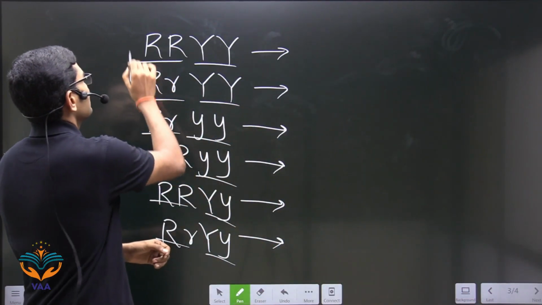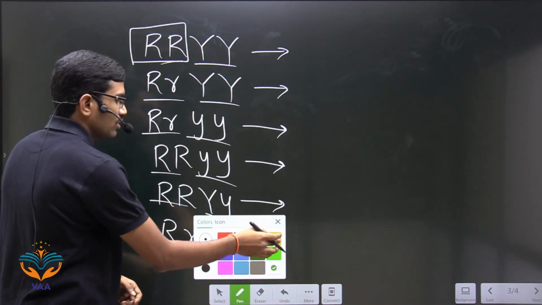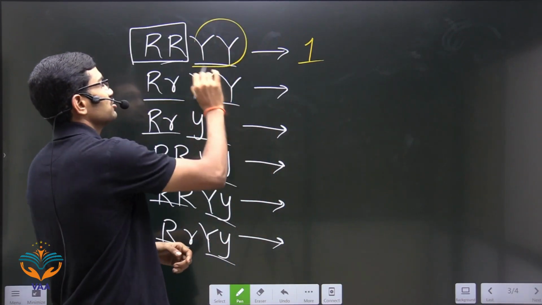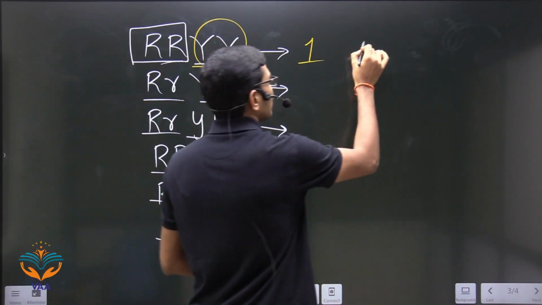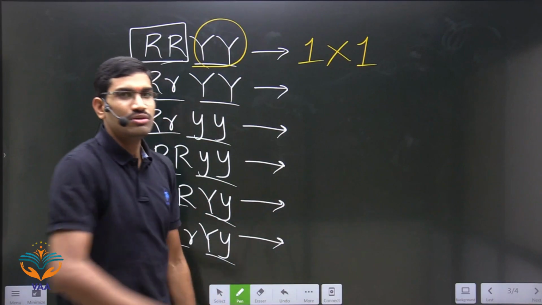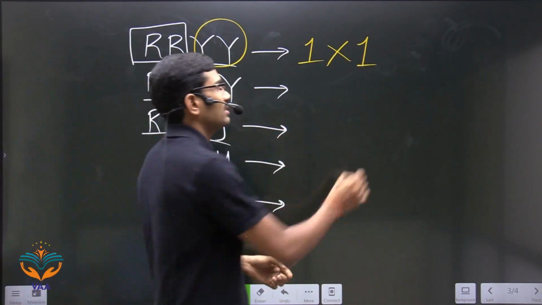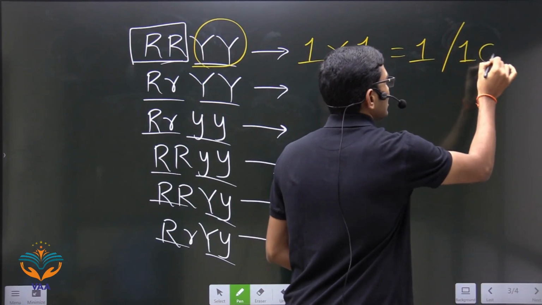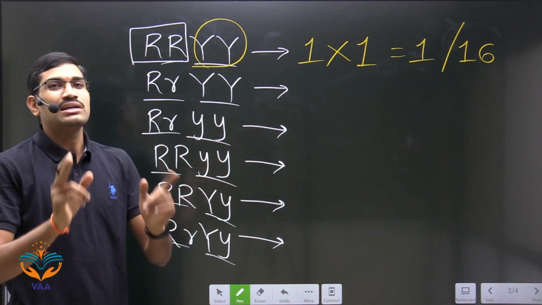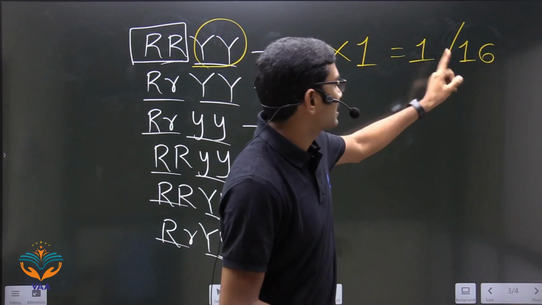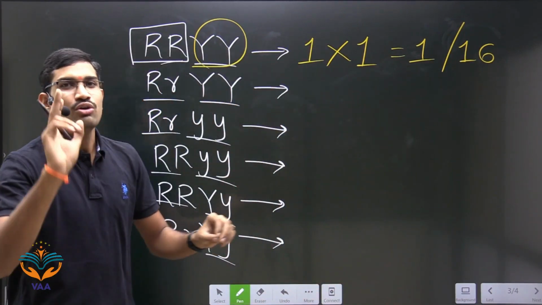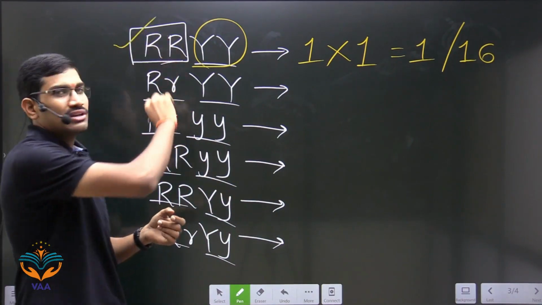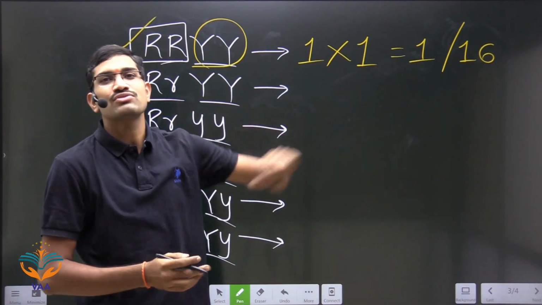Here, if we see, this is homozygous. Yes or no? Since it is homozygous, we take the value as 1. And the other one is also homozygous, so take the value as 1. Then multiply them. What do you get? 1 into 1 is equal to 1. And this is out of 16, because in Mendel's dihybrid cross, in the F2 generation, we are getting 16 zygotes. So now you just analyze those 16. How many have this particular genotype? Only 1 out of 16.